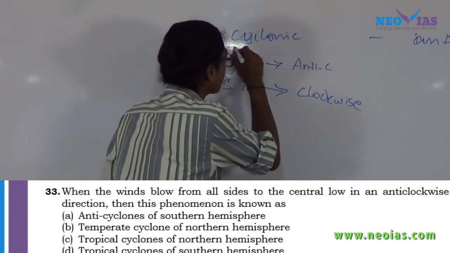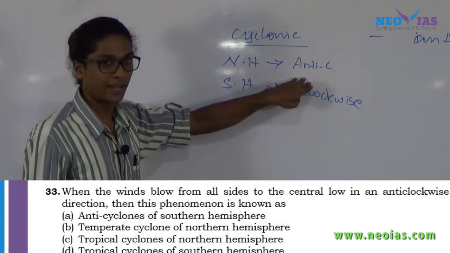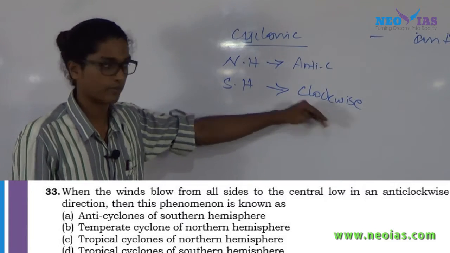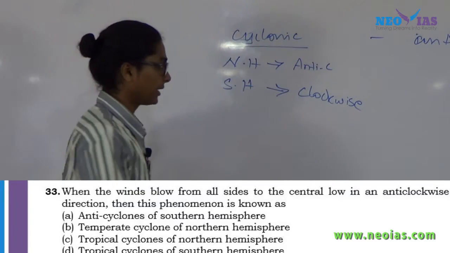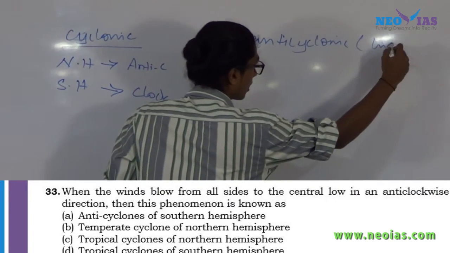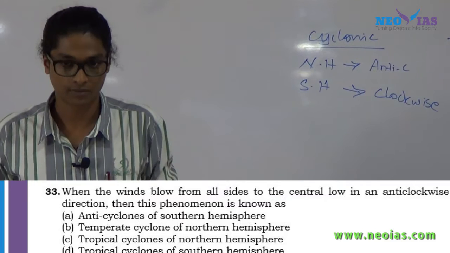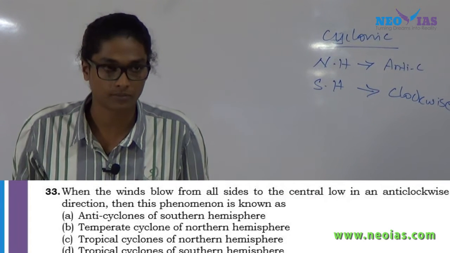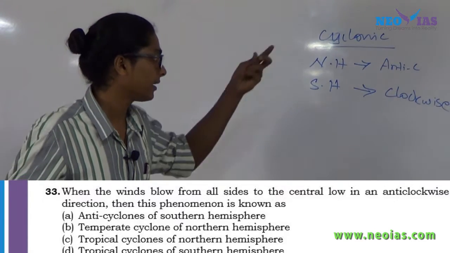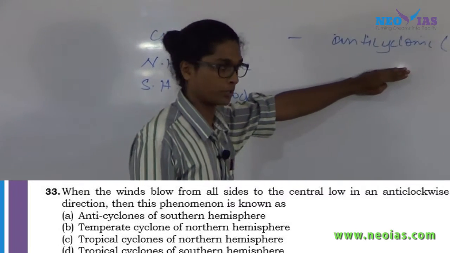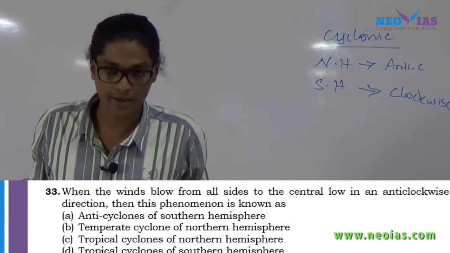So in cyclonic conditions, the rotation in the northern hemisphere will be anti-clockwise, and in the southern hemisphere it will be clockwise. Since it is given as central low, that means cyclonic circulation. In the case of anticyclonic circulation, there will be high pressure at the center, right? So from that knowledge you can eliminate the A option, anticyclonic conditions of the southern hemisphere. In the question it is given as central low, so from that itself we understand it cannot be anticyclone, right? Now it comes to B, C as well as D.